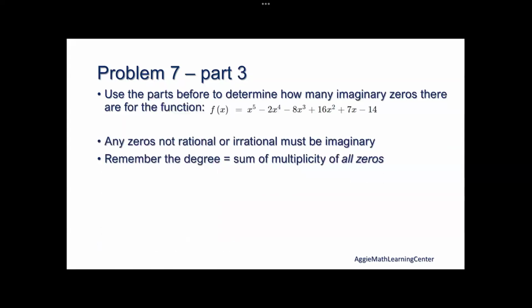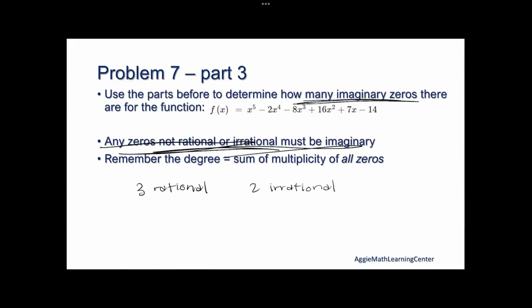That means now if we're checking how many imaginary zeros we have, this is the same function. It tells us that any zero that is not rational or irrational must be imaginary. What we found is we have 3 rational and 2 irrational. Well, we already know that there's supposed to be 5 roots. It factors into 5 linear factors, and 3 plus 2 is 5, so that means we can't have any imaginary zeros. Okay, so there are no imaginary roots.